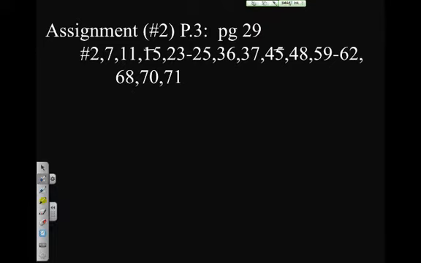Your assignment for this section: the previous section number 3 is on page 29, and you can see the numbers written there. That's also on your assignment sheet that I gave you before, but please start working on these. You'll have time tomorrow in class to ask questions on any that you're not getting, but go ahead and get started on those.